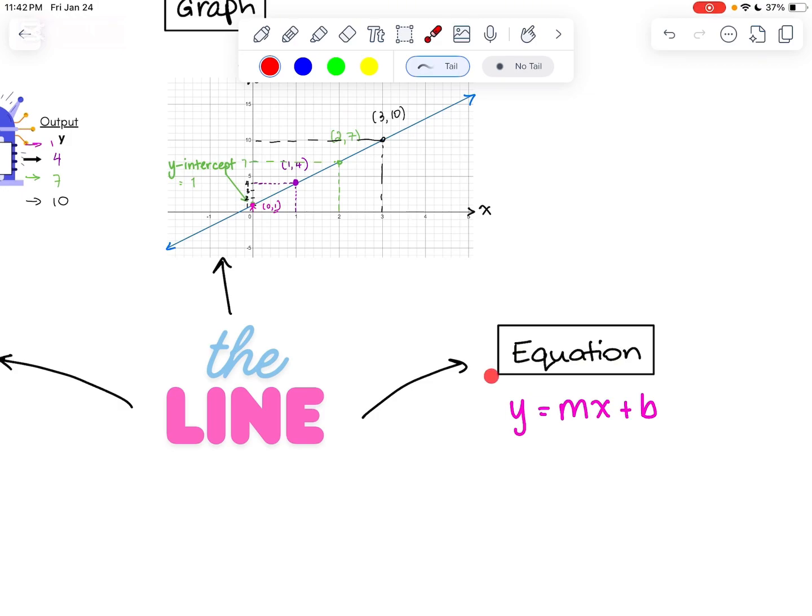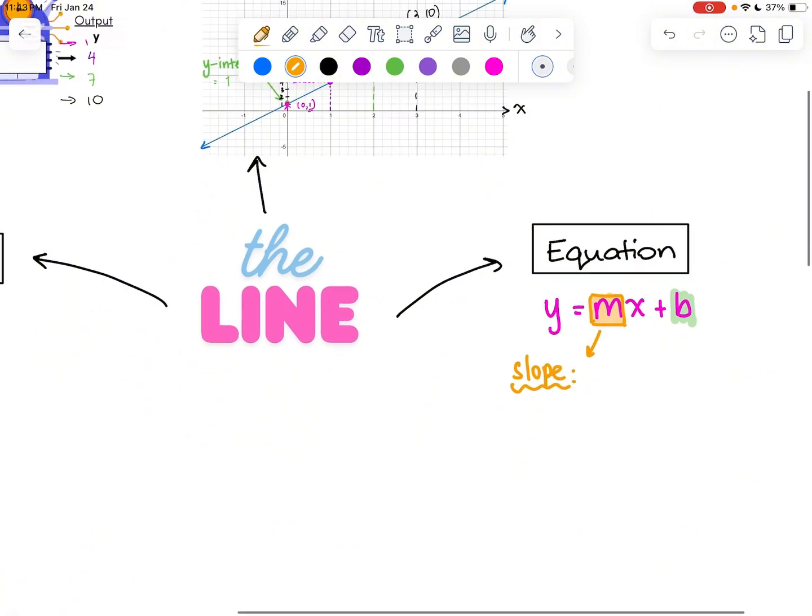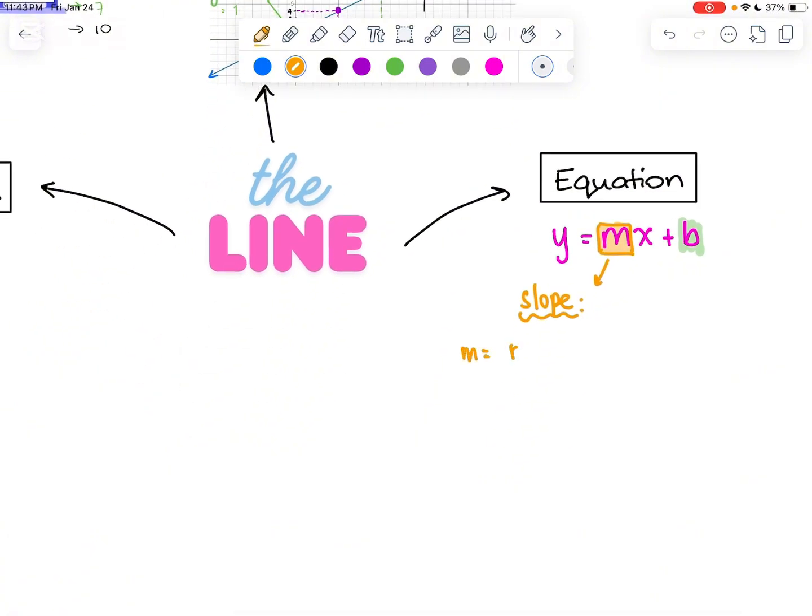Now, any equation of any line can fit into this form called slope-intercept form, or y equals mx plus b. The important thing to know about this form is that m and b are really just placeholders until we figure out what the actual numbers should be. The number that sits in the m spot is what we call the slope of the line. The slope has a couple of formulas. It has rise over run, or we can also use the formula y2 minus y1 over x2 minus x1.